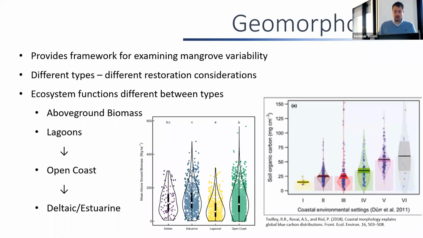And some similar work by Robert Twilley and Andre Rovai found that this environmental coastal setting, they used a different type to ours, but showed that soil organic carbon changes across different coastal environmental settings. So if we want to start trying to identify where ecosystem services change and how variable they are, we need to know what the geomorphic type is.